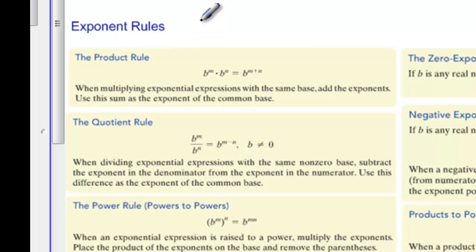So if you have something like 3 to the 5th times 3 to the 4th, that'll be 3 to the 9th. You're just adding the exponents. If you have them over top of each other, you would subtract.